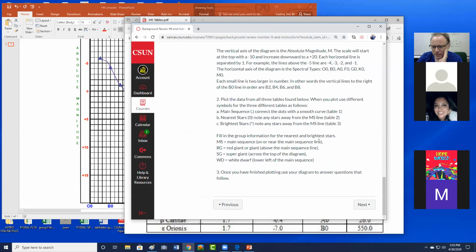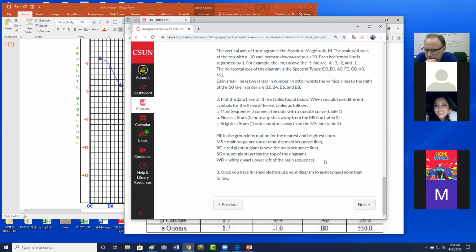So in other words, the main sequence is already marked. The red giant, you're going to circle it and put red giant. For the supergiant, circle that and put supergiant across the top. And in the lower left, circle that and put white dwarf. Okay? So circle the stars you find across the top as supergiants. Circle the red giant stars you find. Circle the white dwarf stars.